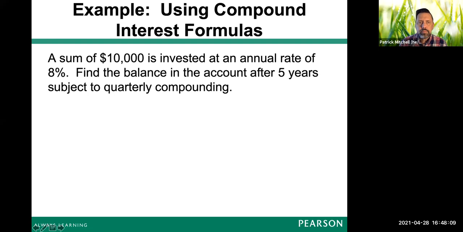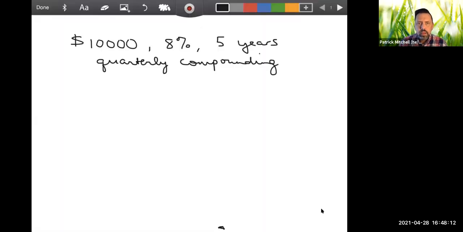Got this problem all ready to go. Okay, so we're investing $10,000 at 8% interest for 5 years with quarterly compounding. So the formula is A equals P times (1 plus r over n) to the power nt.